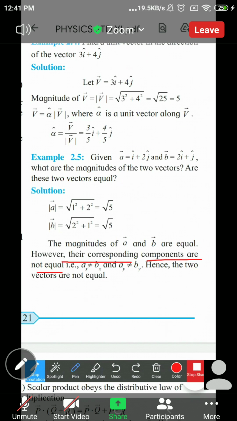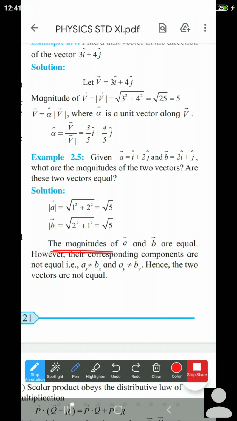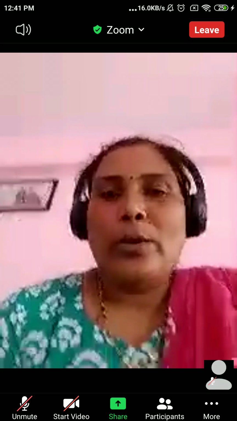Here corresponding component A1 is equal to B1 है क्या? नहीं है, क्योंकि A1 1 है and B1 2 है, right? As well as A2 and B2 also not equal. ठीक है? But only magnitude is same. So the two vectors are not equal. Only magnitude is same is the answer. ठीक है? ये हो गया न्यूमेरिकल सॉल्व किया हुआ.